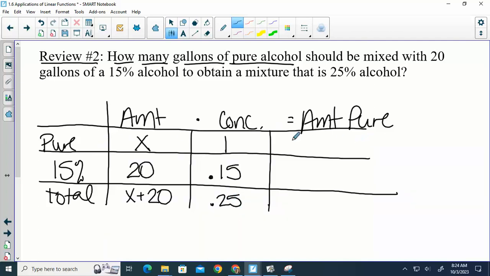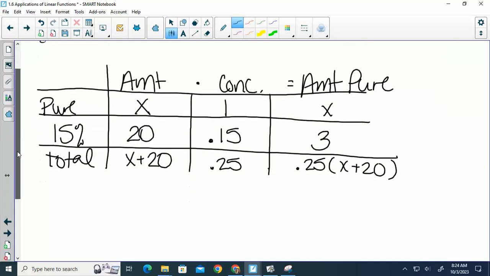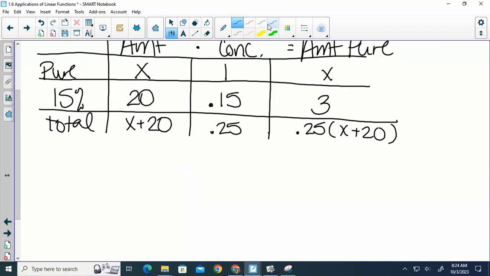So once we have those, we just multiply using the formula. So x times 1 is x. 20 times 0.15 is 3. And then 0.25 times the x plus 20. And for the equation, what do we do? x plus 3 is equal to 0.25 times x plus 20.